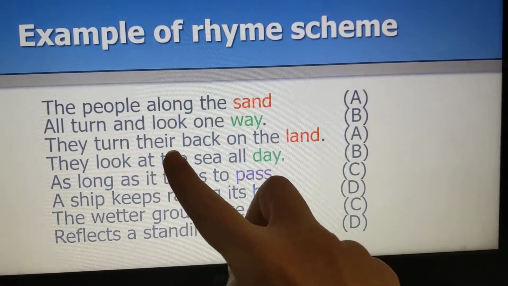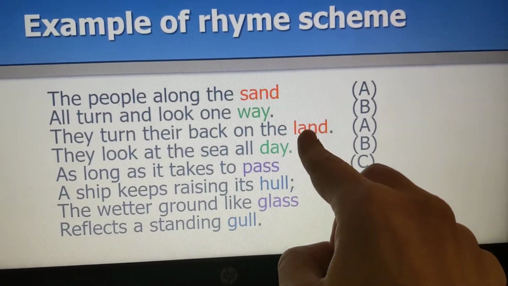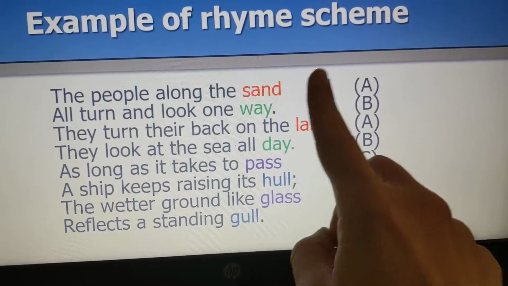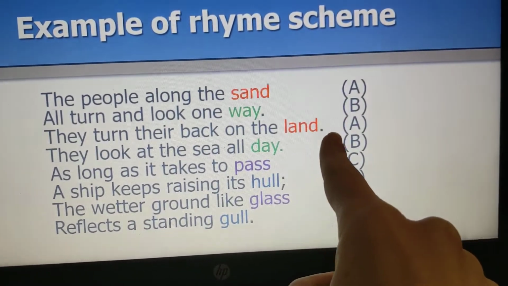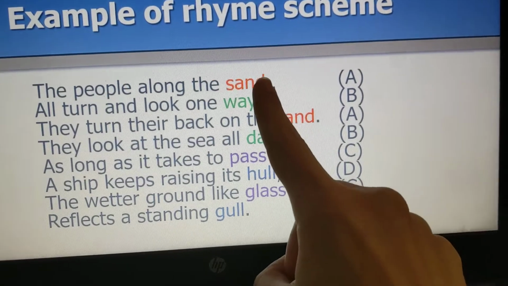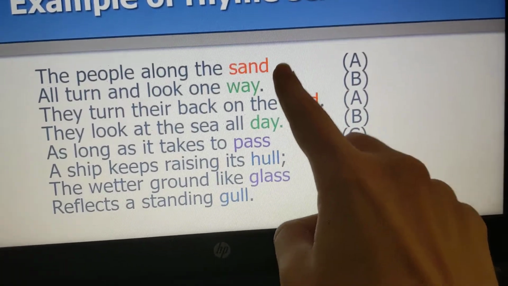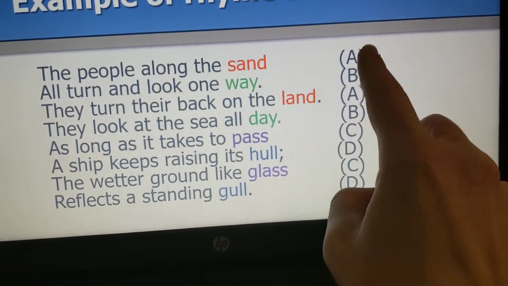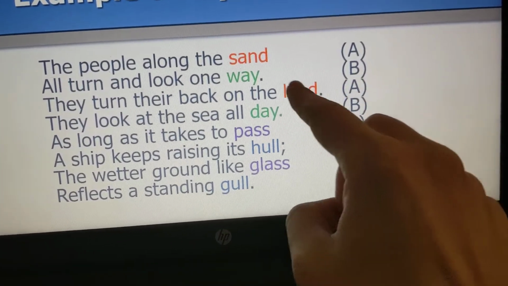Okay, let's look at the third line. They turn their back on the land. Okay, so does land rhyme with way? No. Does land rhyme with sand? Yes. So you're going to give this one an A because it rhymes with sand. So each word that rhymes, that has the same sounds, gets the same letter. Sand A, land A.